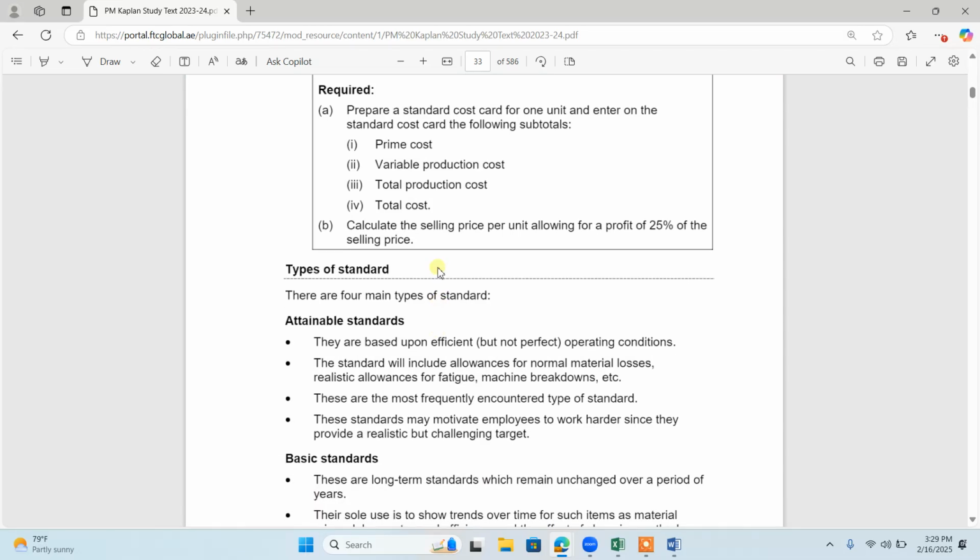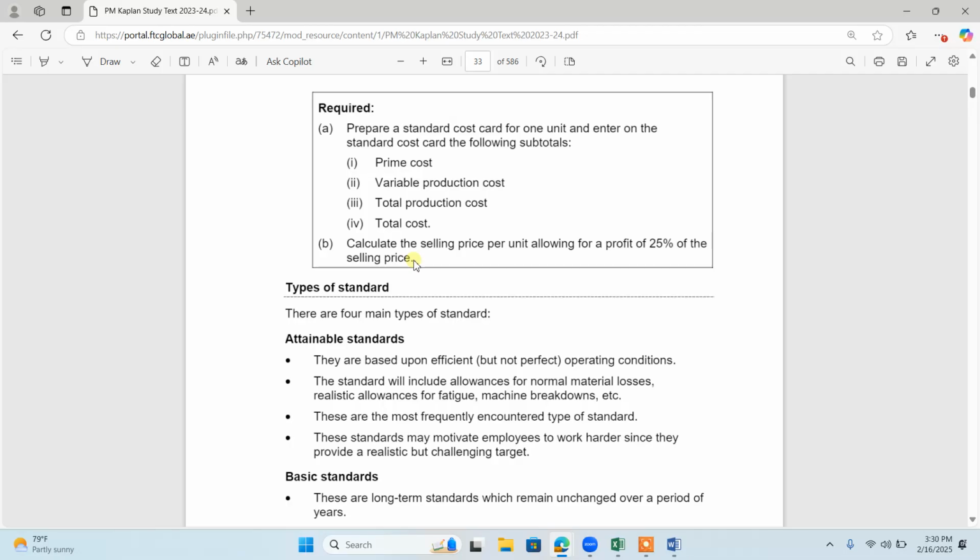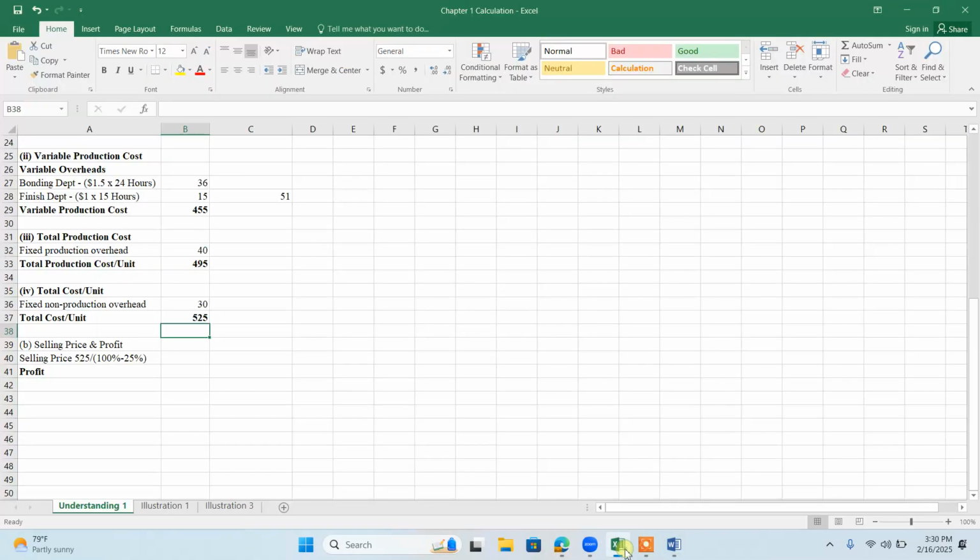Okay. As I told you, the purpose of calculating cost is to fix your selling price while adjusting the profit margin also. Now the question, requirement number B, is to calculate the selling price per unit, allowing for a profit of 25% of the selling price. It means that you have to calculate a selling price in a way that you can earn 25% profit in that. So we know the cost of the product. So we have to adjust the selling price in a way that if we sell this product at that price, we will be earning a 25% profit also. Okay. Now, how to do it?